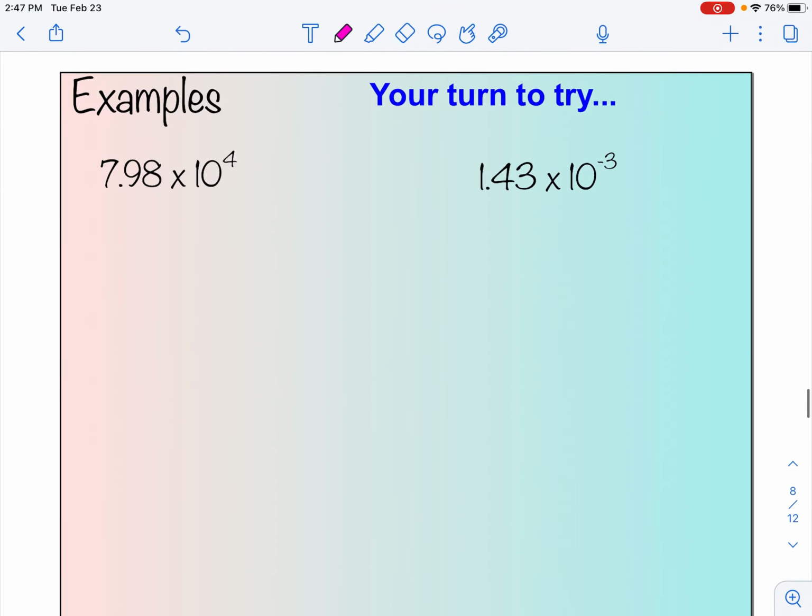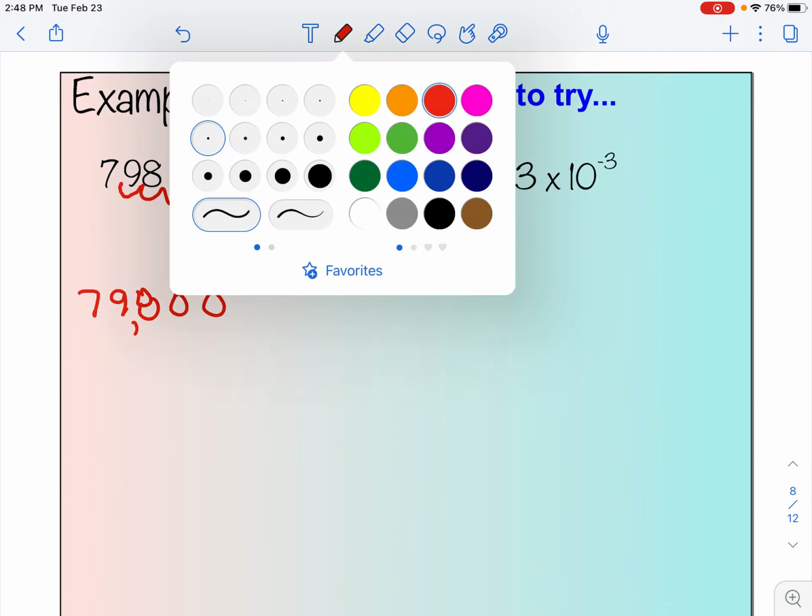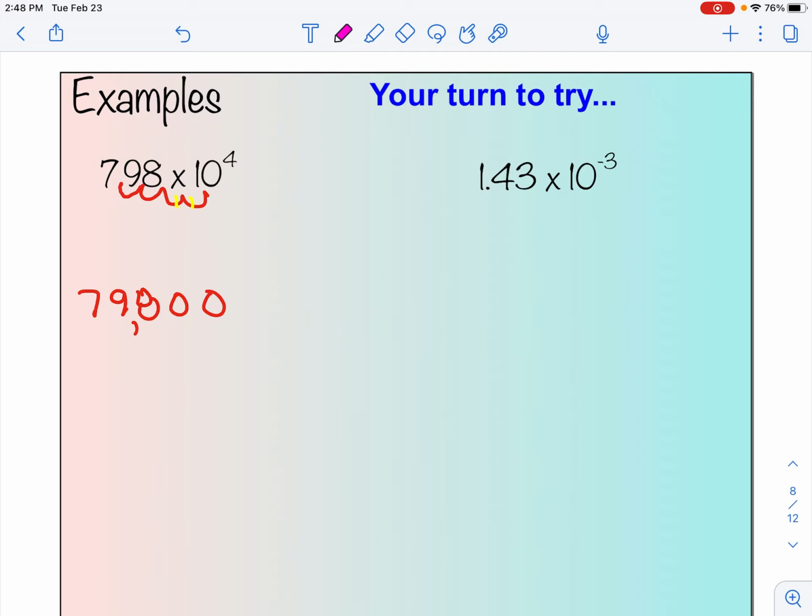This should be familiar because I'm sure you've done these before. So your turn to try to put these 2 numbers into standard notation from scientific notation. Okay, this is a positive exponent, so we're making it 4 times 10, 4 times bigger. So every time I move it over 1, that's multiplying it by 10. So 1, 2, 3, 4. I'm going to need 2 more zeros after those numbers. So my answer would be 79800, or 79,800.